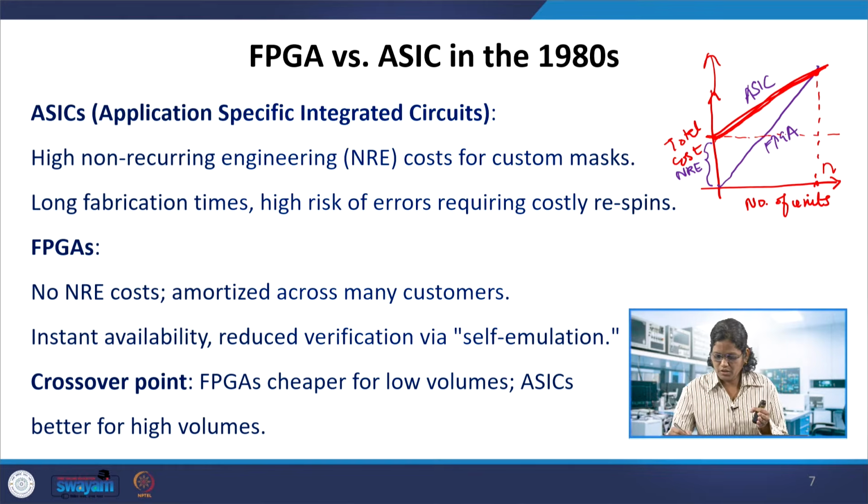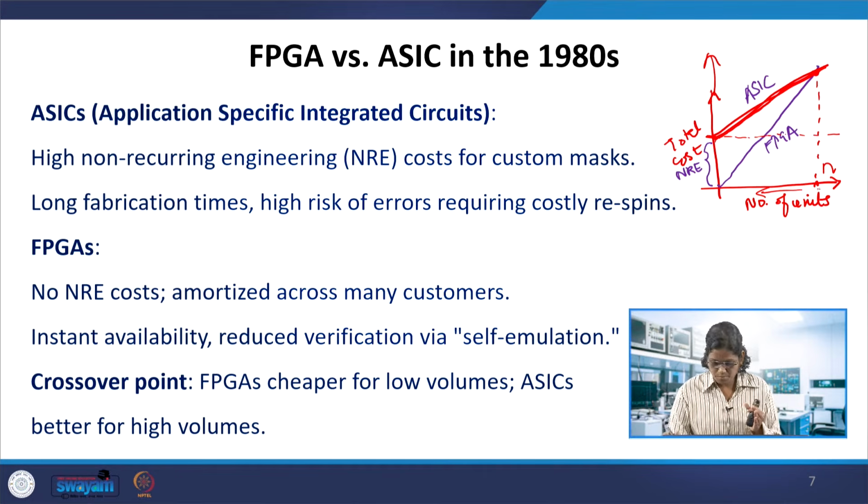Though the initial units were higher cost, when we come to a particular point, both cross. So at lower volumes, if you consider this part of the device, the FPGAs have the lesser cost. That is why the FPGA is cheaper when the number of units is less, but it is not so with the ASIC devices.